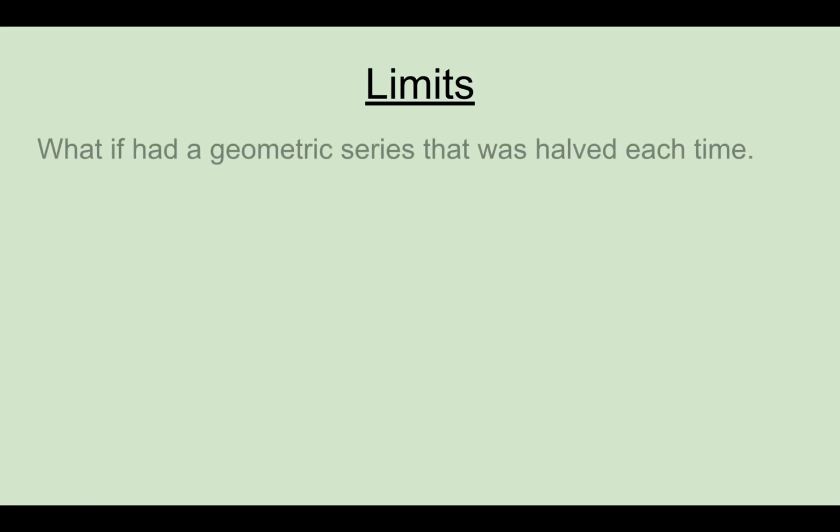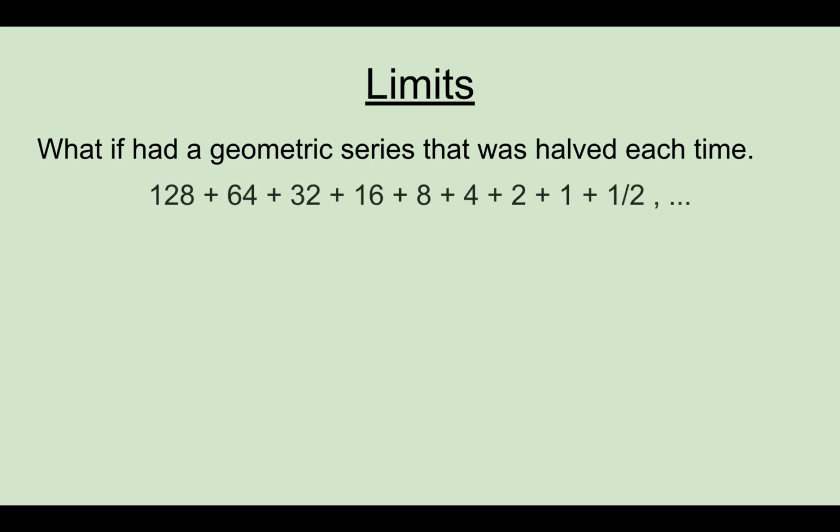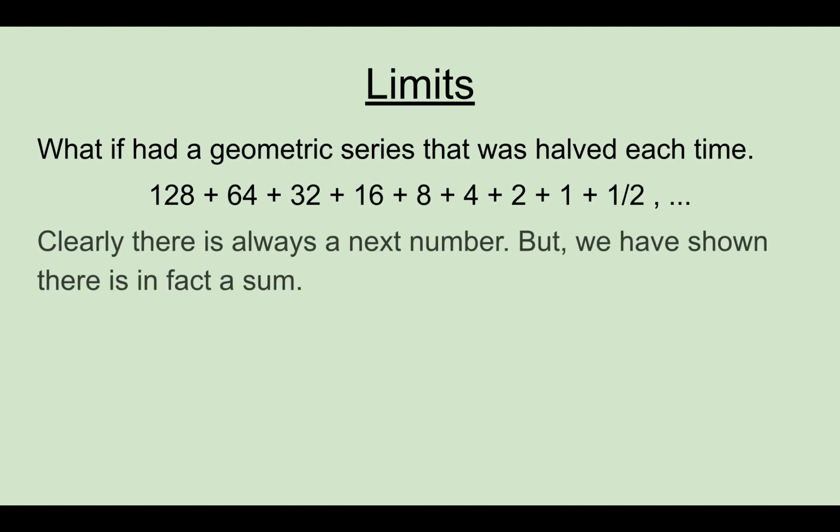What's the point? So think about this. What if we had a geometric series that was halved each time? So the ratio for this geometric series is r equals 1/2. So we have 128, 64, and every time we go one more term, we cut it in half. Now this is a series, so clearly it's infinite, and clearly there's another number, but we've actually shown that this has a sum.